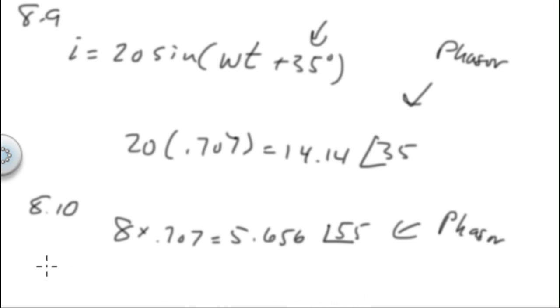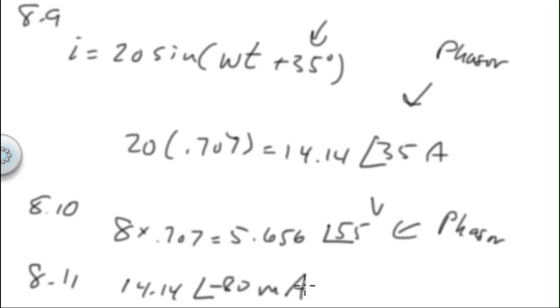And then the last one is 8-11, and that is 20 milliamps. And this is in volts. You can say in volts in this one. You can say amps in this one. And for the last one, it's milliamps. So it is 20 times 0.707. I've already got the answer, 14.14 at angle minus 80 milliamps. So there's my answer for 11.